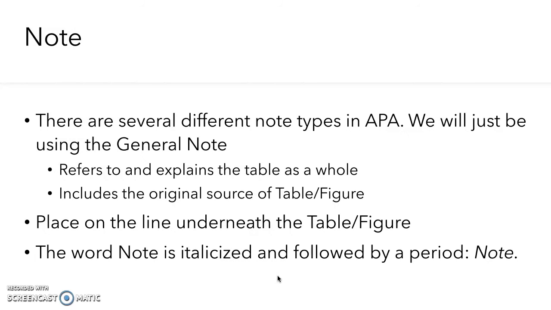And then there are several different ways of writing notes in APA. We're just going to be using the general note, which really refers to and explains the table as a whole. It usually includes the original source of the table or figure to give credit to the original author. That's going to go on the line underneath the table or figure. The word note is going to be italicized and followed by a period.